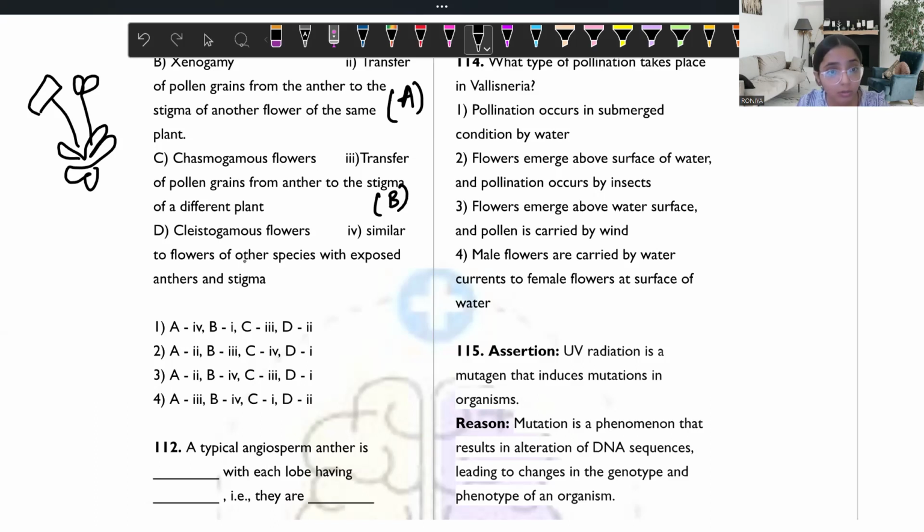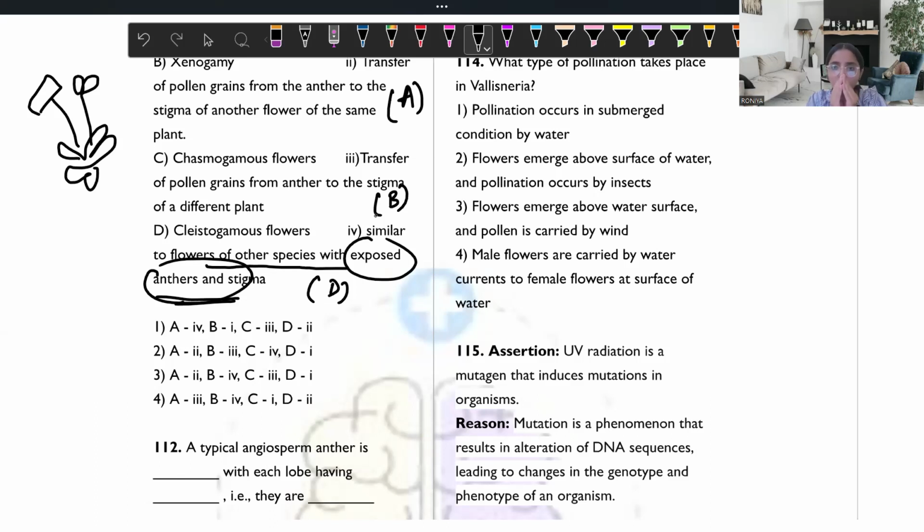So the answer to this will be similar to flowers of other species with exposed anthers and stigma. Okay, so the exposed anthers and stigma are chasmogamous flowers. So this is D. Okay, now what are cleistogamous flowers? They're closed flowers. Okay, the flowers do not open. They're closed in bud condition only.